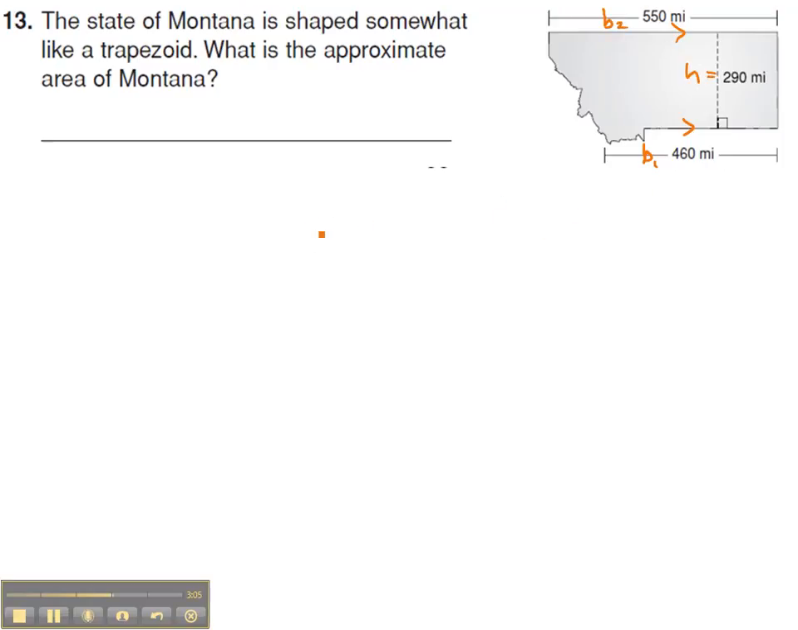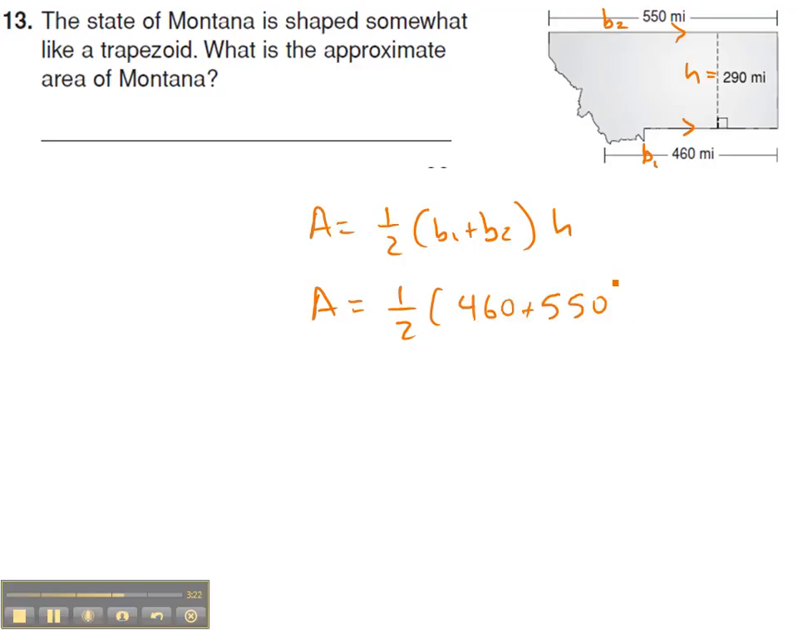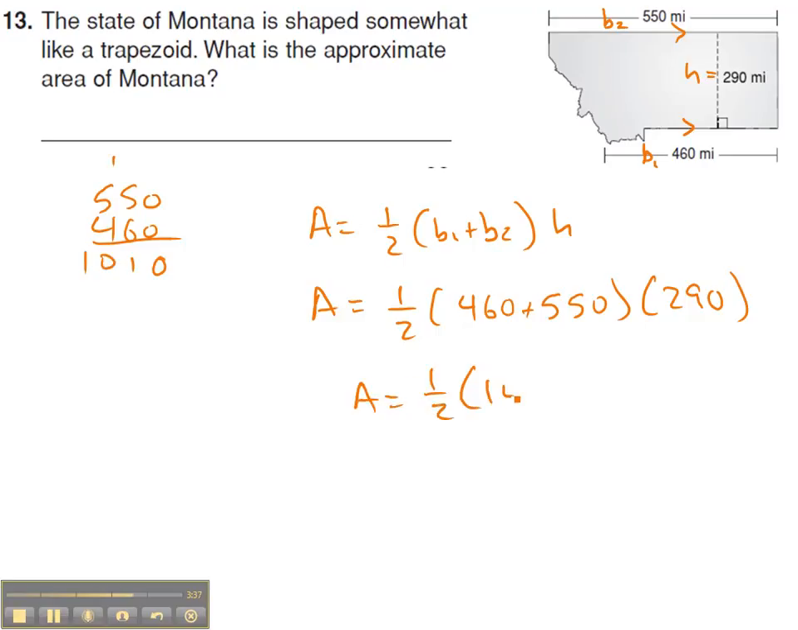So some big numbers here, but area equals 1/2 B1 plus B2 times height, and then substituting in the numbers, area equals 1/2 of 460 plus 550 times 290. 460 plus 550. Area equals 1/2 of 1010 times 290.